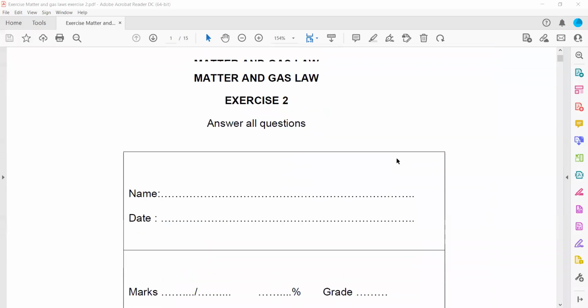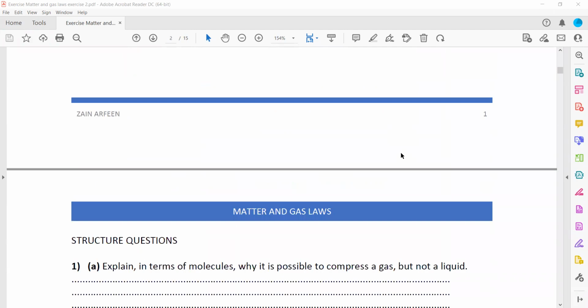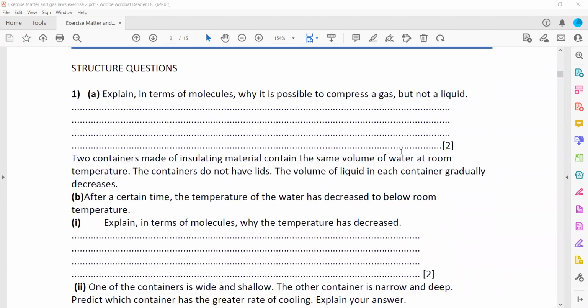So this one is exercise 2 related to matter and the gas laws. The first question, explain in terms of molecules why it is possible to compress a gas but not a liquid. So we can compress a gas but we cannot compress a liquid. So what is the main reason for that?